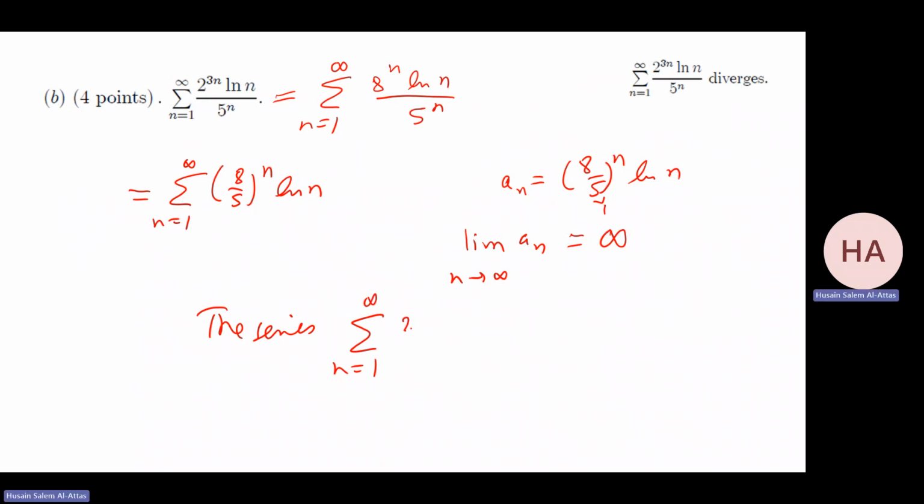So the series diverges. If the limit is not equal to 0, then the series diverges.